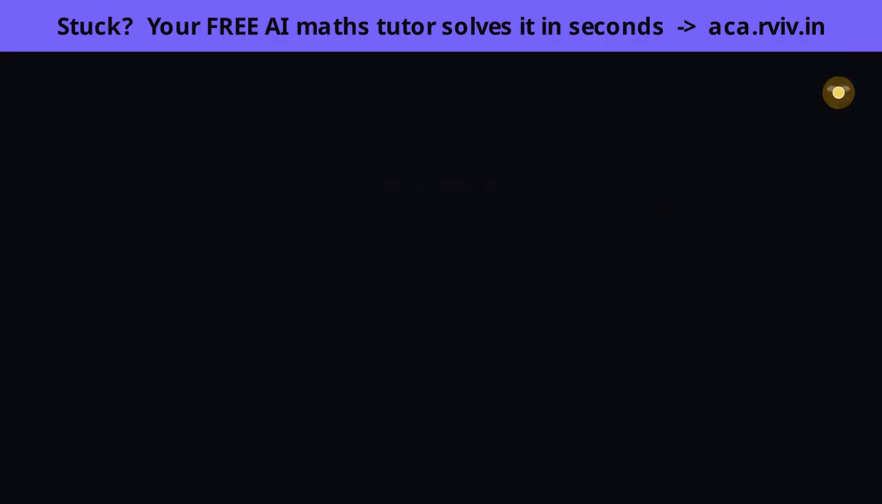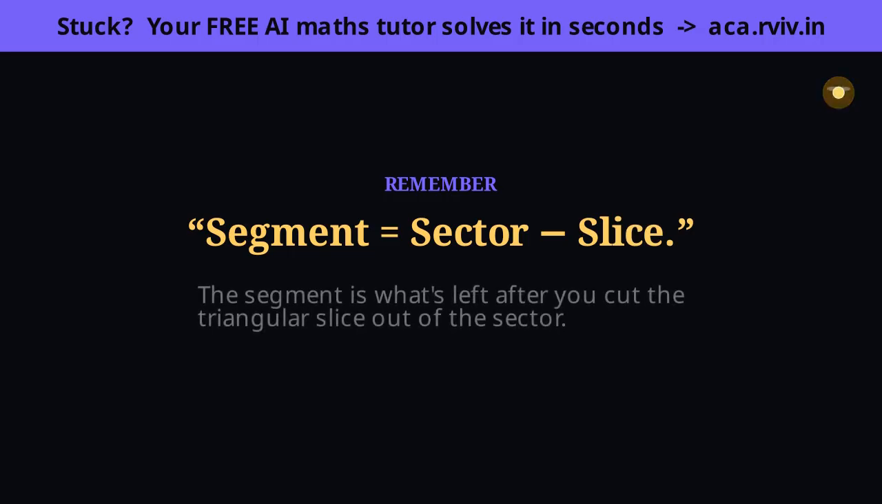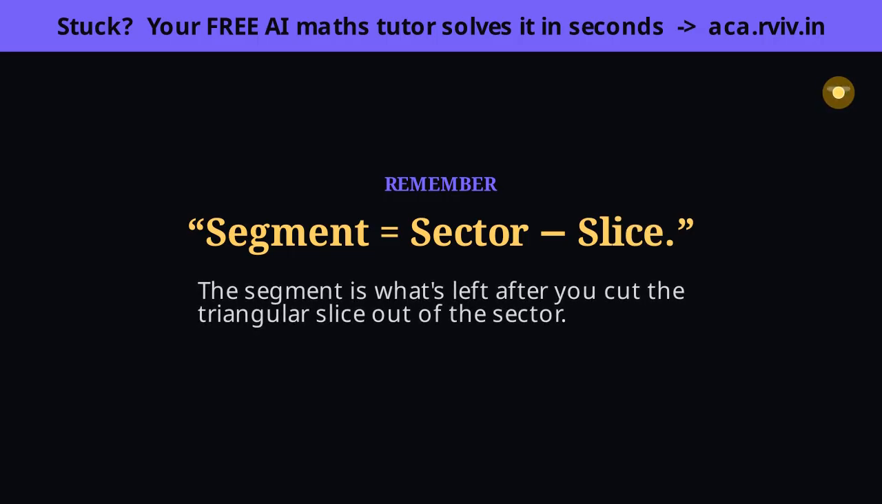And one more, for the shape students confuse most: segment equals sector minus slice. Picture it literally. The slice is the flat triangle joining the two radii and the chord. Cut that triangle out of the pie slice sector, and the curved segment is exactly what remains. Say, segment equals sector minus slice, and you'll never again report a sector when a segment was asked, nor forget to subtract the triangle.